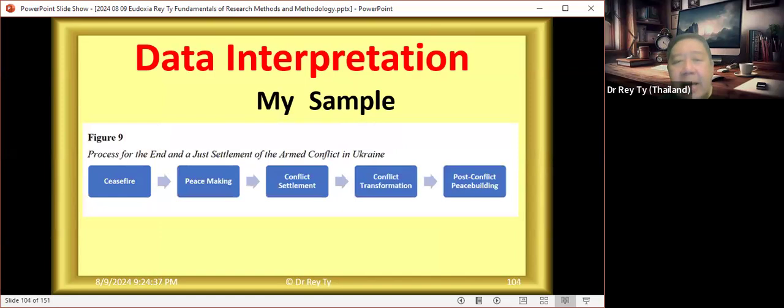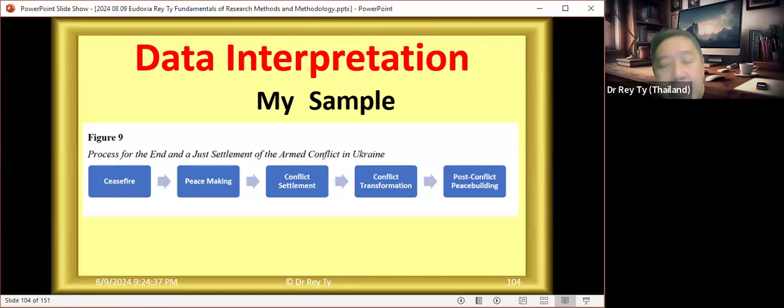And here, my recommendation for ceasefire, for ending the war, this was a journal article published in the US, I think a couple of years ago. I said, first ceasefire, and then you need a third party to make peace between the two parties, maybe Norway or whoever's acceptable to both Ukraine and Russia. Third, conflict settlement, you stop the fighting. And then conflict transformation means, okay, how do we move on from here? And then post-conflict, then what's the next step?